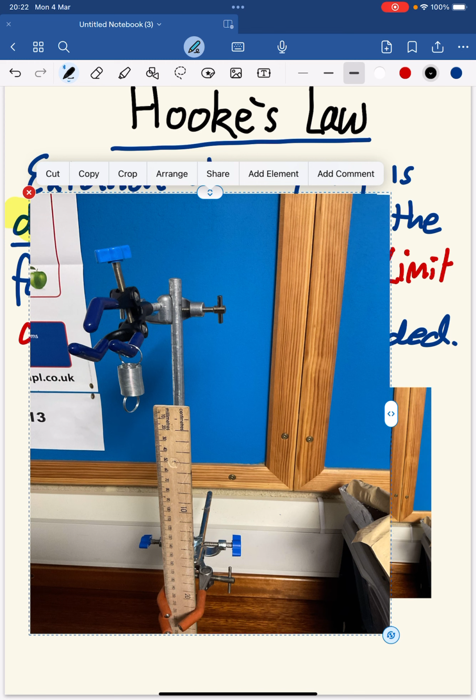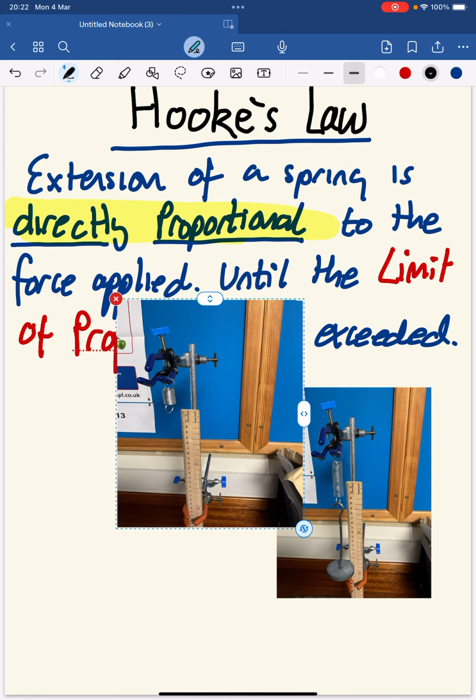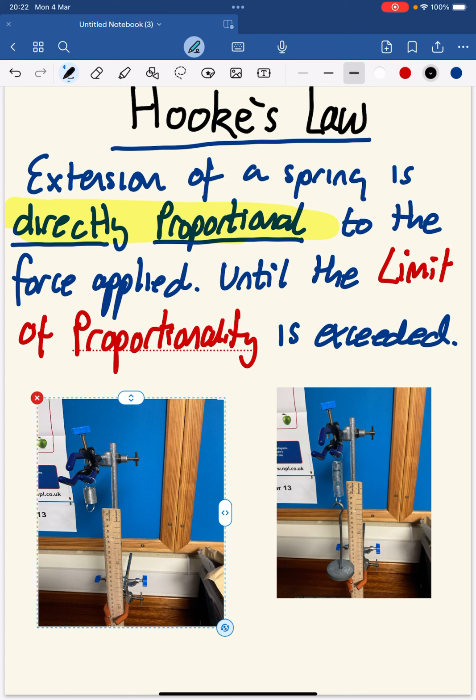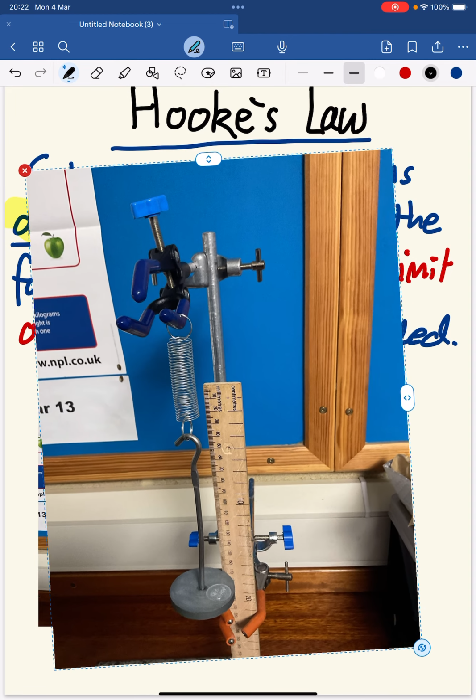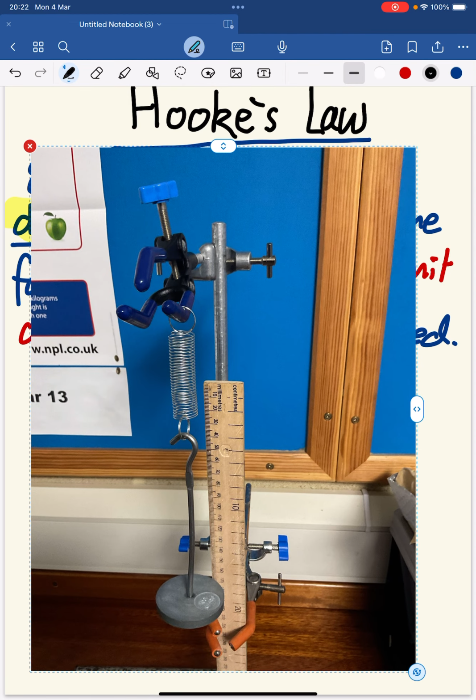And then all you've done in the practical is that you added on these slotted masses, and each slotted mass causes the spring to extend, and when it extends we record the extension here. So you can see after one slotted mass, which is 100 grams, it's extended around about 25 millimetres, 2.5 centimetres.